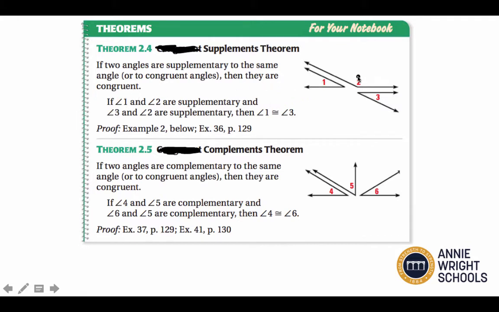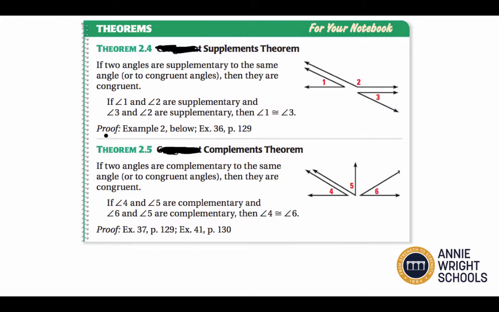So given that 1 and 2 are supplementary, given that 2 and 3 are supplementary, I can conclude that 1 and 3 are congruent. The complements theorem is just the same except talking about complementary angles. Given 4 and 5 are complementary, given 6 and 5 are complementary, then 4 is congruent to 6. These are beautiful theorems. If I were you, I would write them down in my yellow notebook because you will see them in the most unique places, and it can make your life really easy if you remember them.